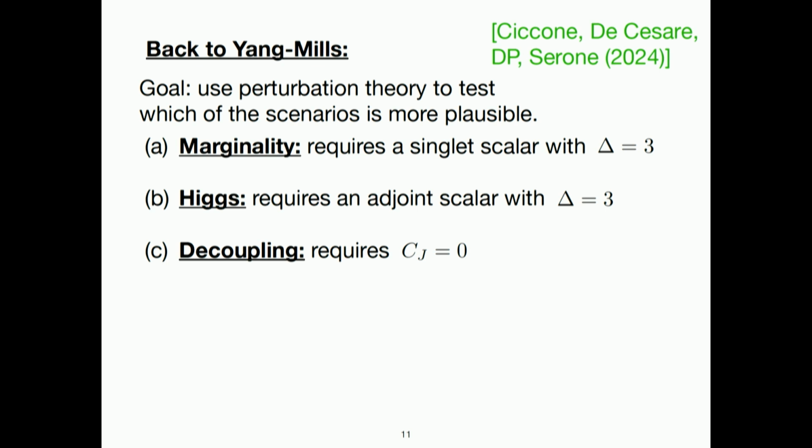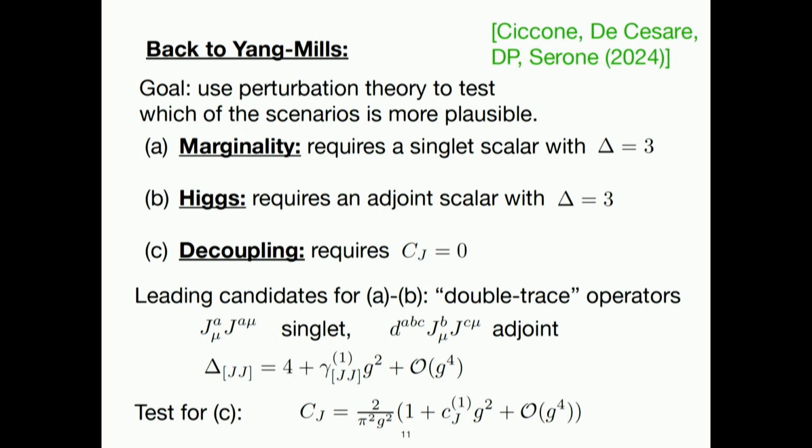Here we make a very humble step towards understanding this transition, which is just to check what happens in perturbation theory. Let me remind you of these three scenarios. The marginality scenario required a singlet scalar of dimension 3. The Higgs scenario required an adjoint scalar of dimension 3. And then there was the decoupling scenario, which required C_J to become 0. What we're going to do is compute these three observables around the g equals 0 limit and see which one is more in danger, let's say, of reaching the critical value. That's the simple idea.